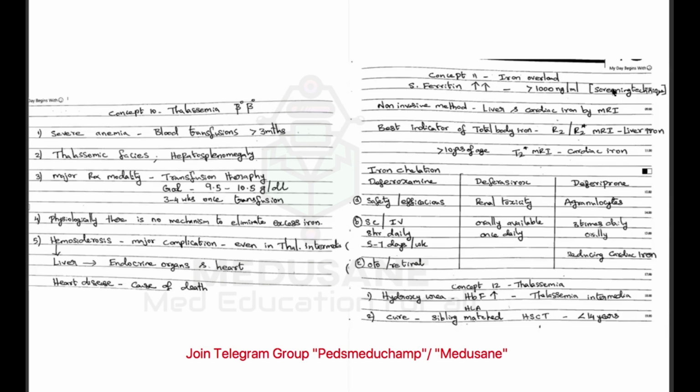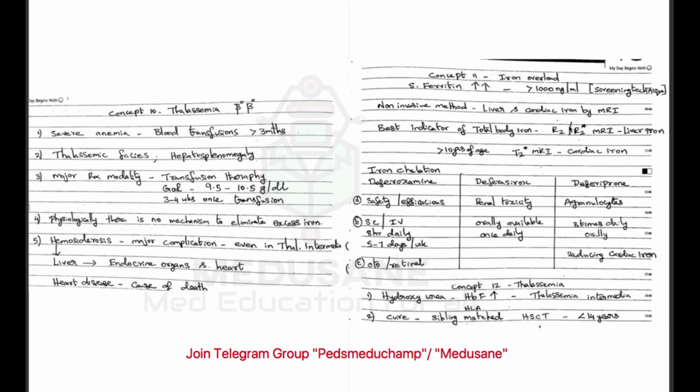Ideal will be liver biopsy to know the iron content, which is very invasive, and now slowly we are moving out of the liver biopsy. Okay, so screening technique, if they ask, it's going to be serum ferritin. Best non-invasive method, if they ask, to assess the liver and cardiac iron is MRI. So you do the MRI, liver and cardiac iron by MRI. And among this, which is the best indicator of total body iron? If they ask you an MCQ like which is the best indicator of total body iron, it's going to be the MRI of the liver iron.